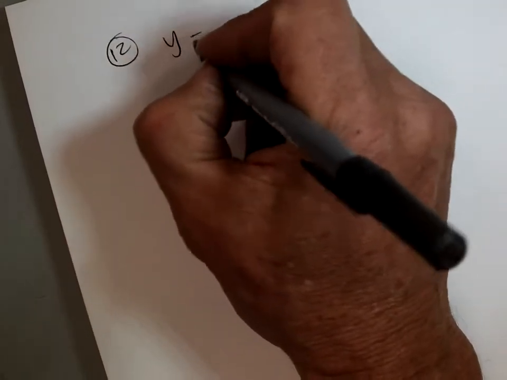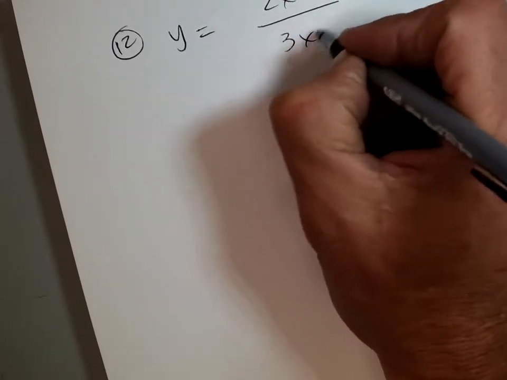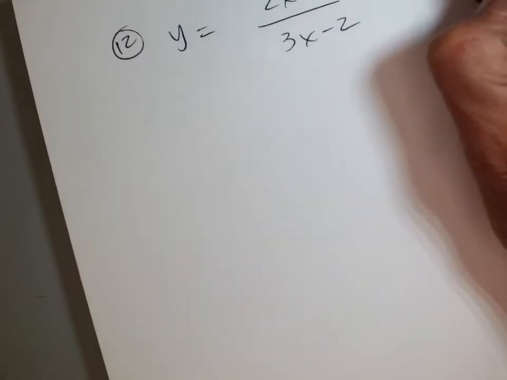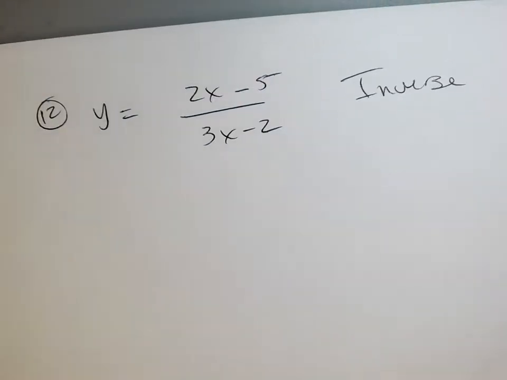The inverse equation. Again, I'm going to start working on a separate sheet of paper because I'm not going to have room for this, okay? So number 12, I'm just going to put here, y equals 2x minus 5 over 3x minus 2. Okay, so inverse, right? Can you switch it back? I sure can. So to get an inverse, y's become x's and x's become y.